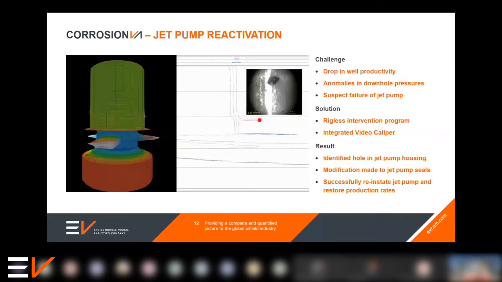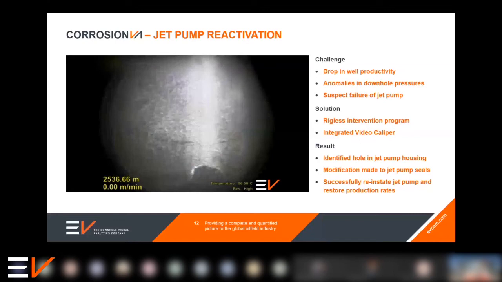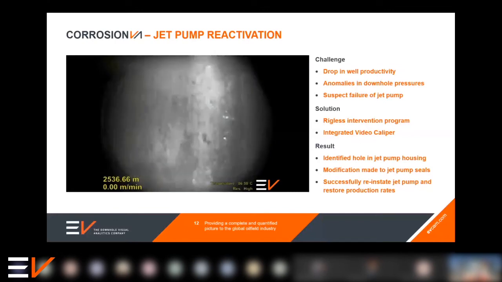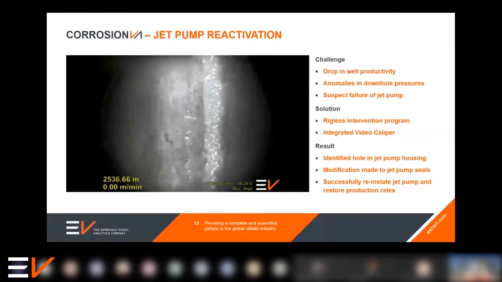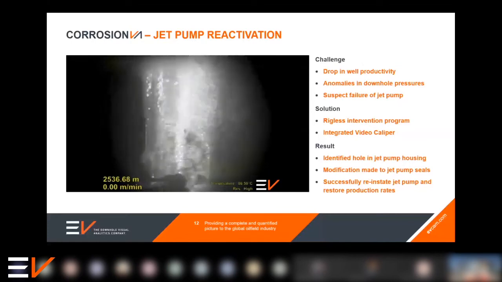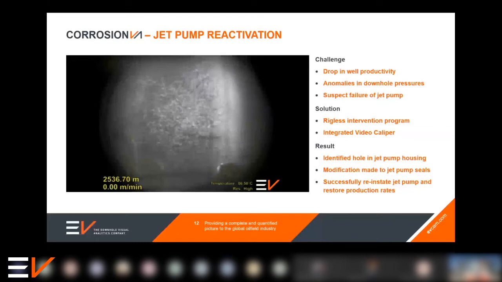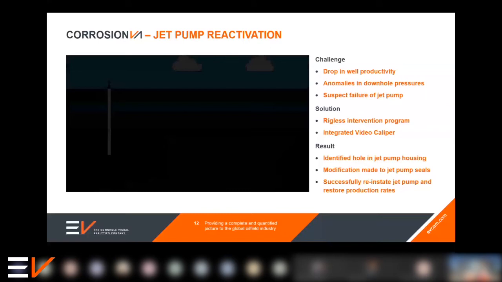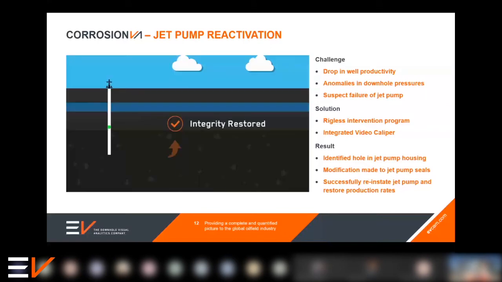We also took a detailed look at the surrounding area with the side view camera, and we noticed a few other things in there. There's some general erosion around that assembly, but also we found quite a bit of precipitation, some scaling that had occurred in there. But the best thing about this really was that there was only one confirmed anomaly. There was only one hole in that housing, and the multi-finger caliper confirmed that overall the rest of the well and the rest of the completion was in very good integrity and good shape.